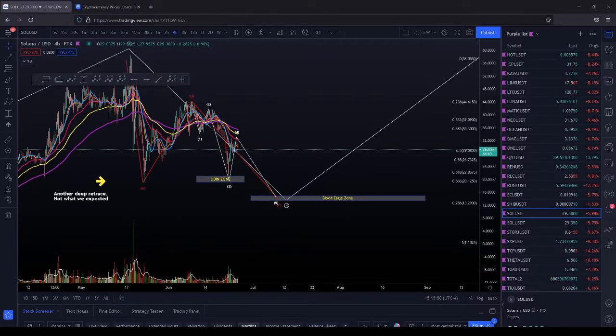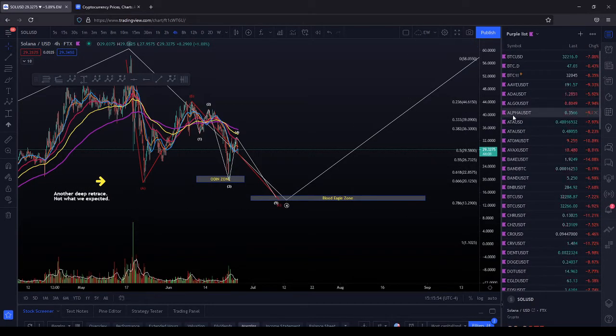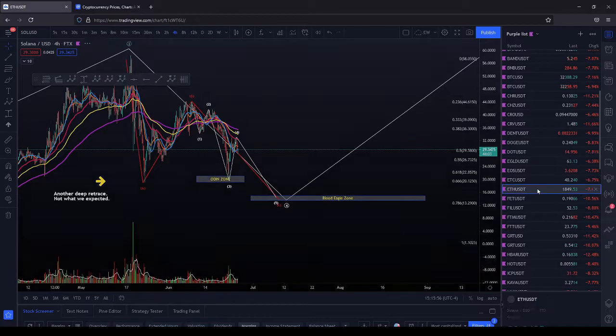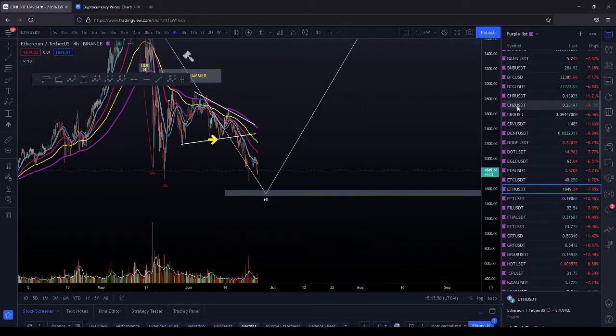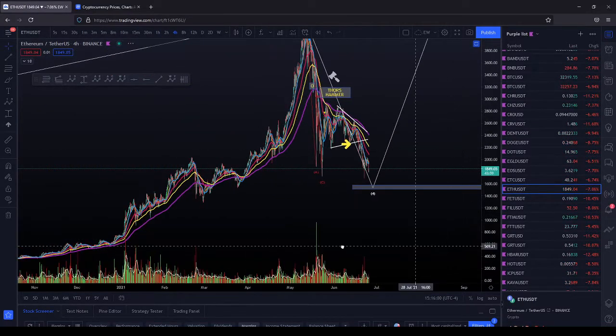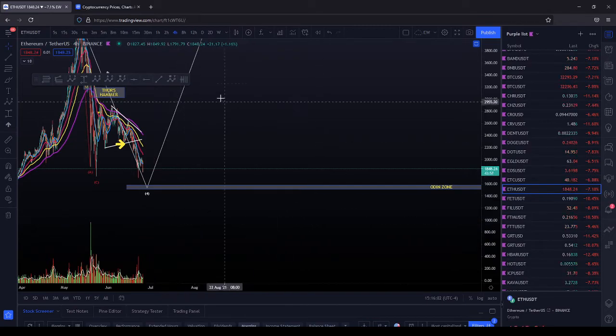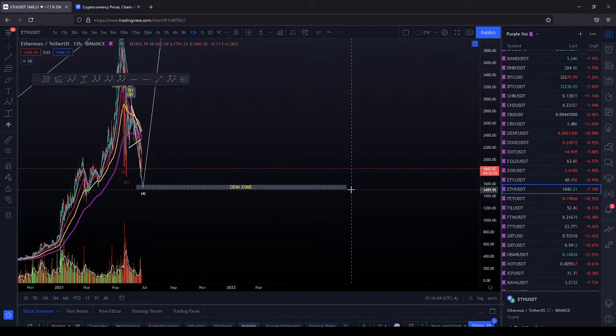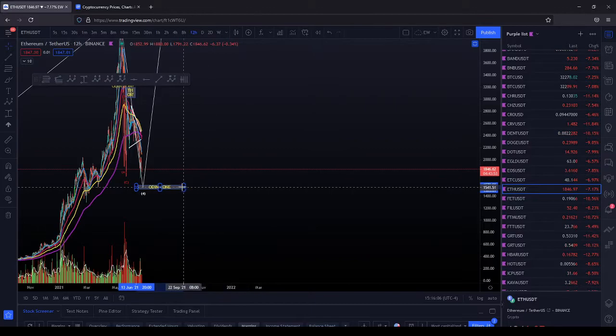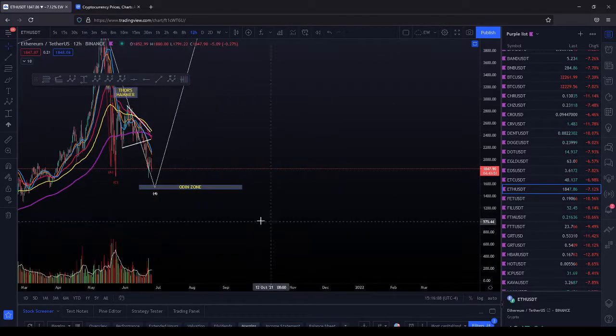Okay, so let's move on to Ethereum. It's actually also a coin that's moving towards the Odin zone. It hasn't hit it yet though. So let's just restrict that a bit.